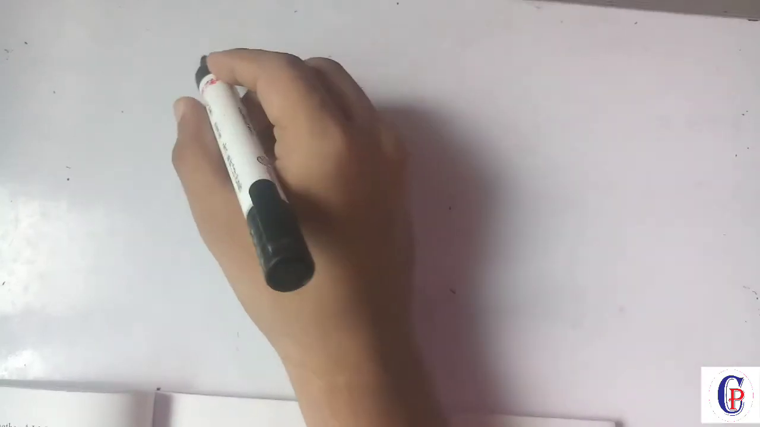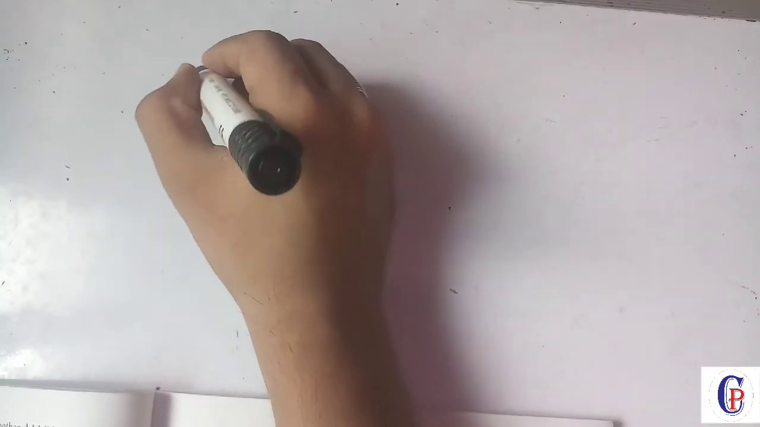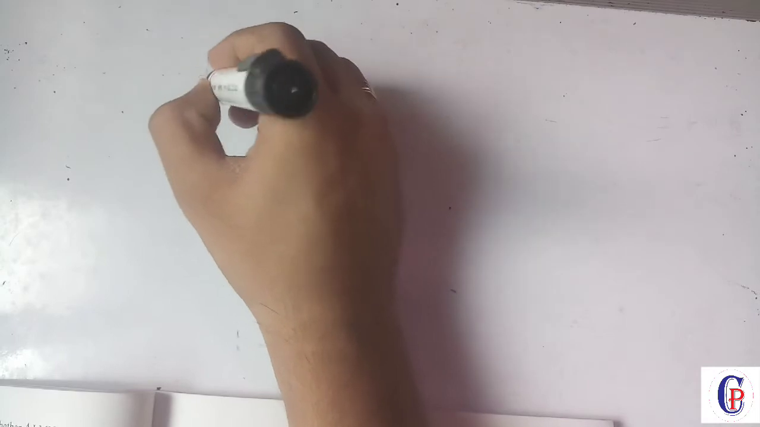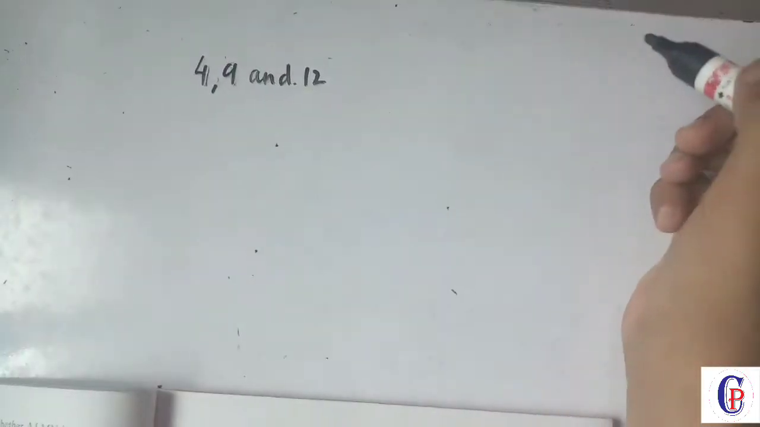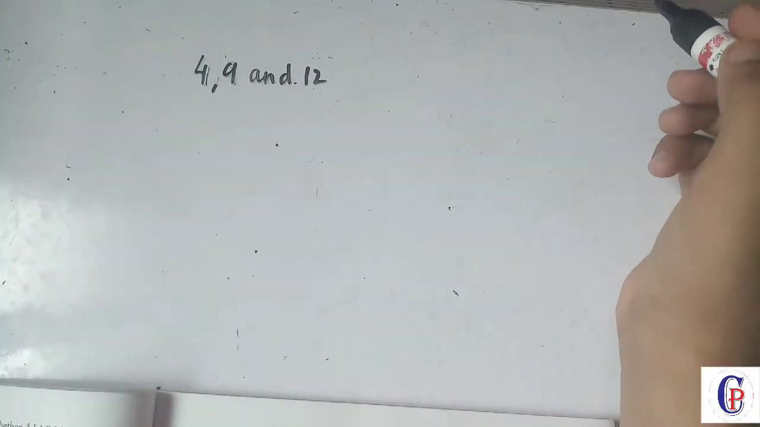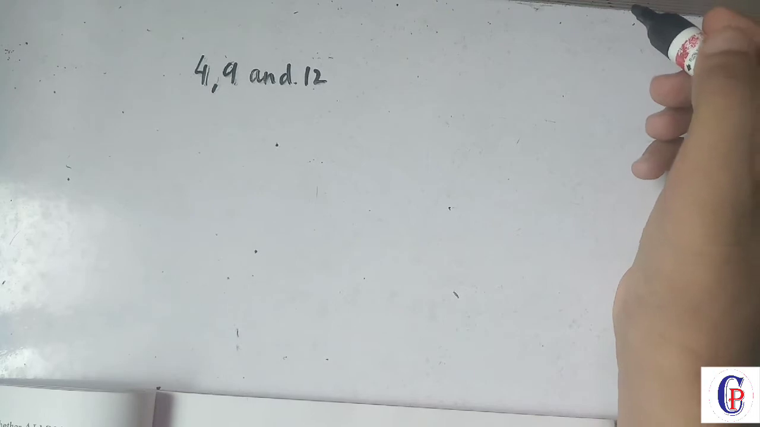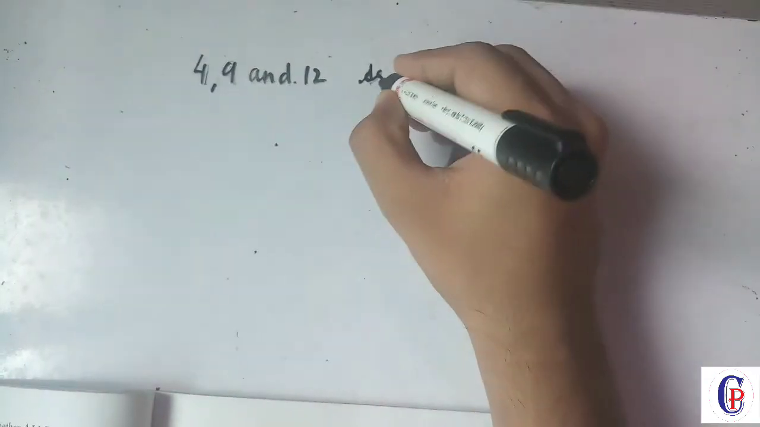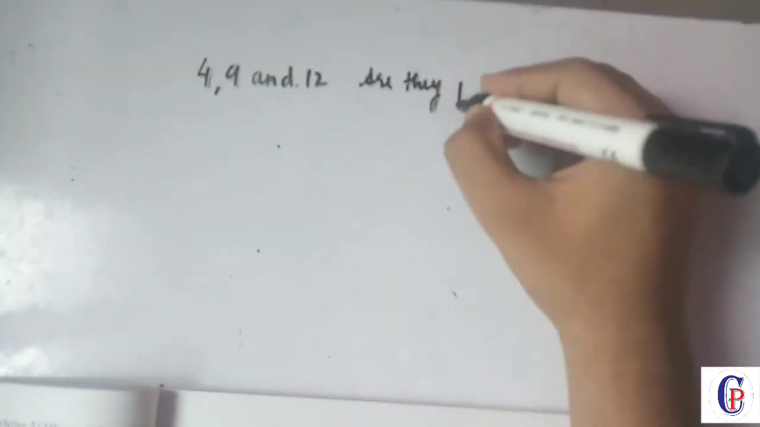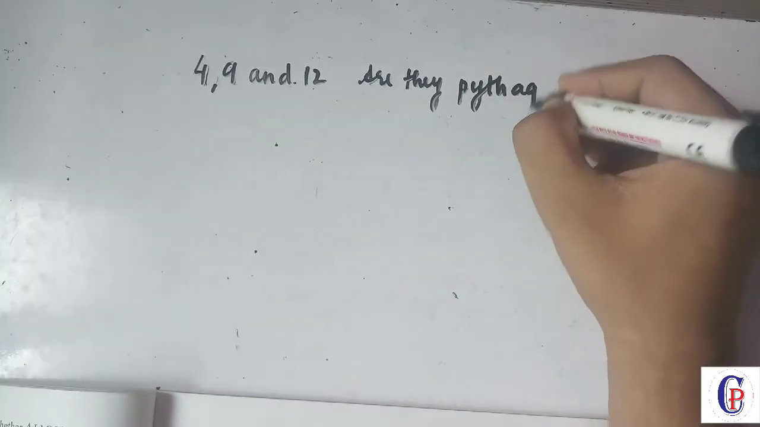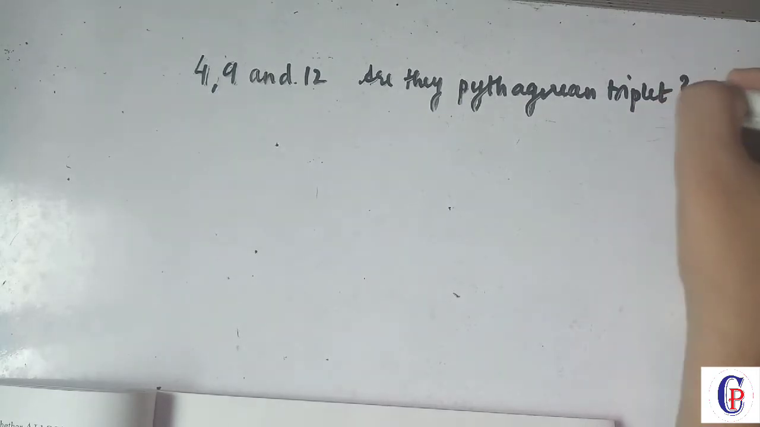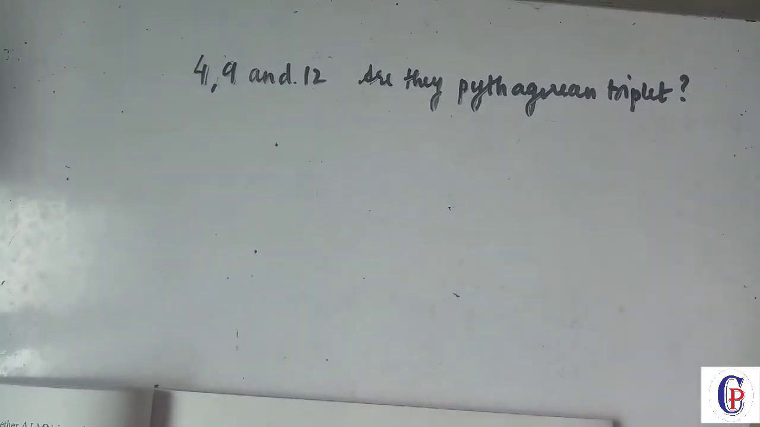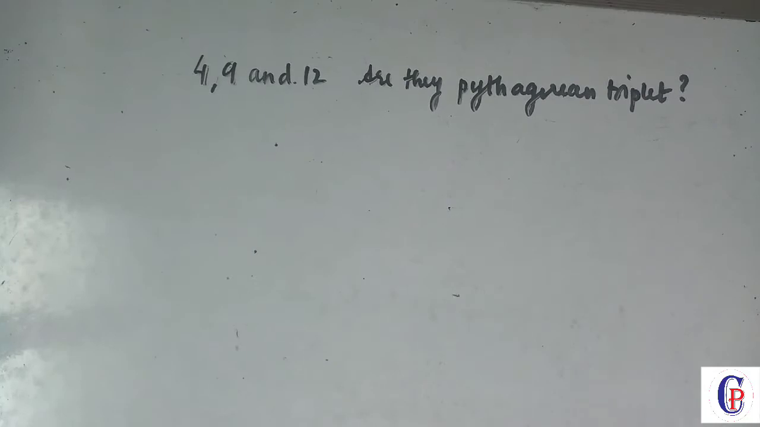The numbers that are given to us are 4, 9 and 12. These three numbers are given to us. It says, are these numbers Pythagorean triplet? So what is the method?